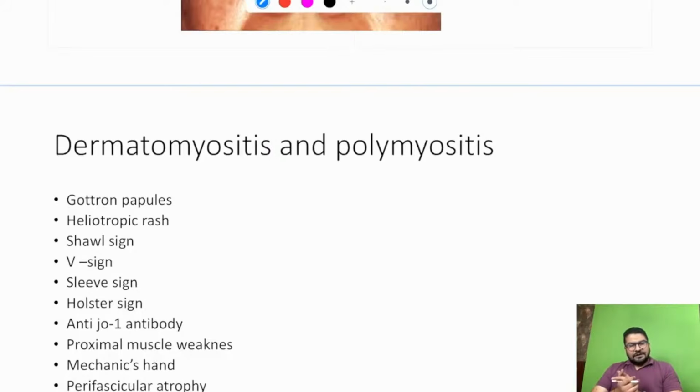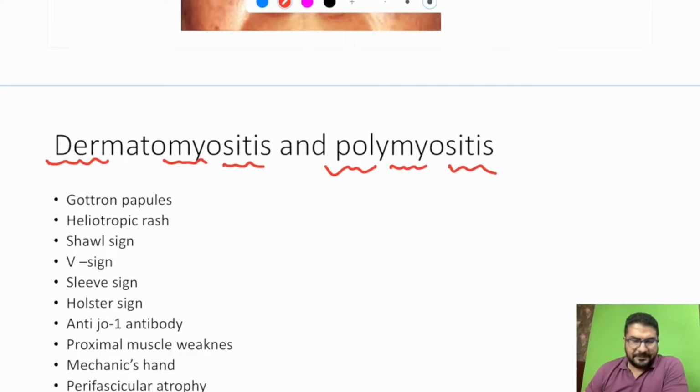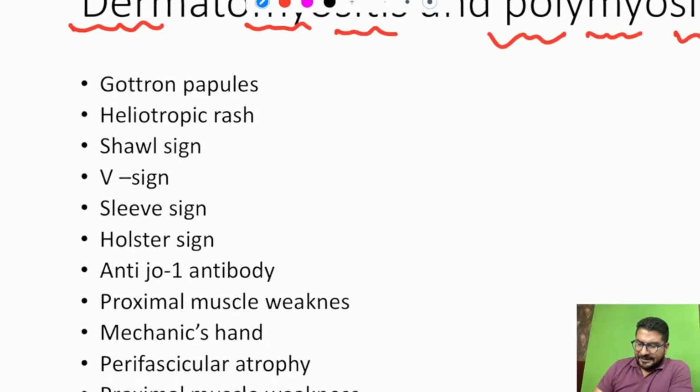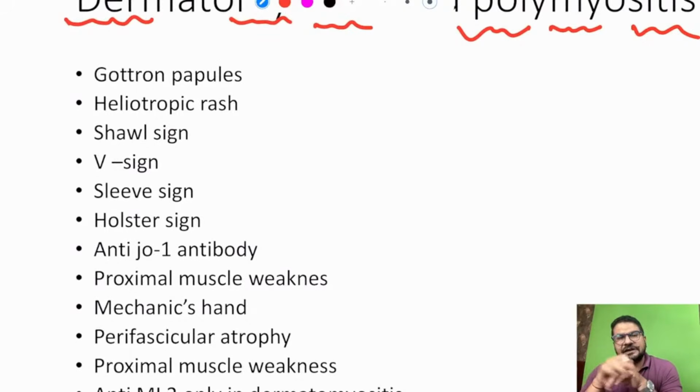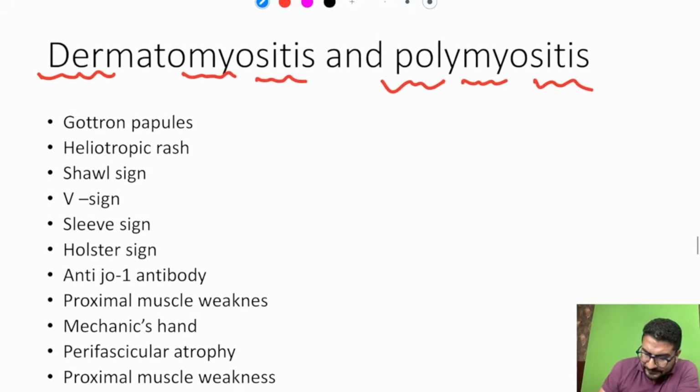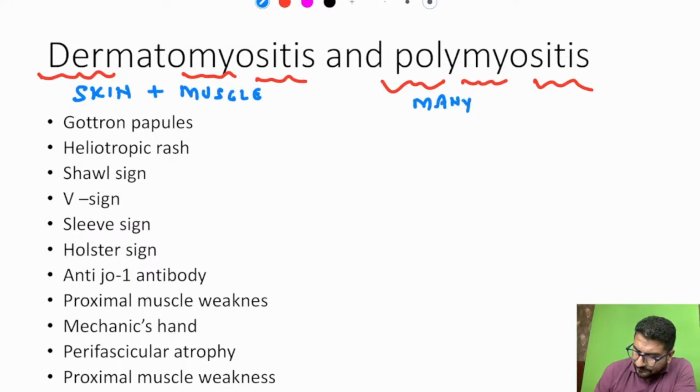Okay, moving to the next topic called dermatomyositis or polymyositis. Just try to understand this thing. Derma means skin, myo means muscle, itis means inflammation. Poly means many, myo means muscle, itis means inflammation. So inflammation of many muscles is polymyositis. Inflammation of skin and muscle is dermatomyositis. Wherever skin changes come, the skin changes will be seen only in dermatomyositis. So here you will see inflammation of skin plus muscle, and here you will see inflammation of many muscles.